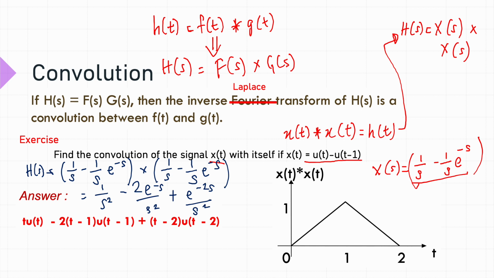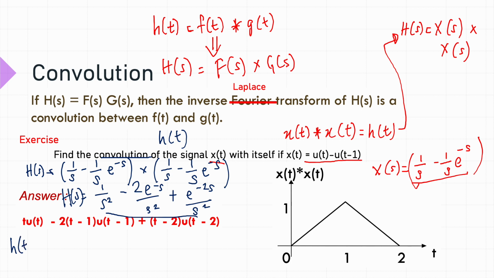But now since they want the convolution of this, our answer should be in h(t), in small letter, not capital letter. We have already obtained H(s), so what we need to do is the inverse of this equation here.